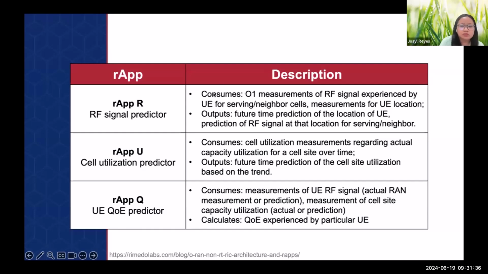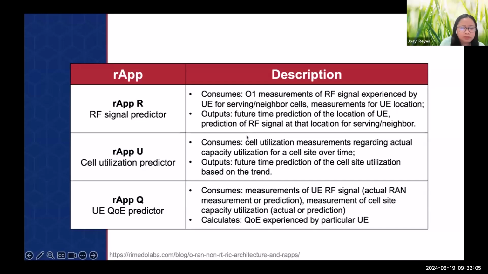And this is the input, no? And then the output of that would be prediction of the location of UE, or prediction of the RF signal at that location for serving a neighbor. So notice that this particular task requires more than 1 second. That's why it's an R app. Kasi it requires a lot of information and then i-process niya para ma-determine for future prediction. So dito papasok yung AI, machine learning models, gano'n.